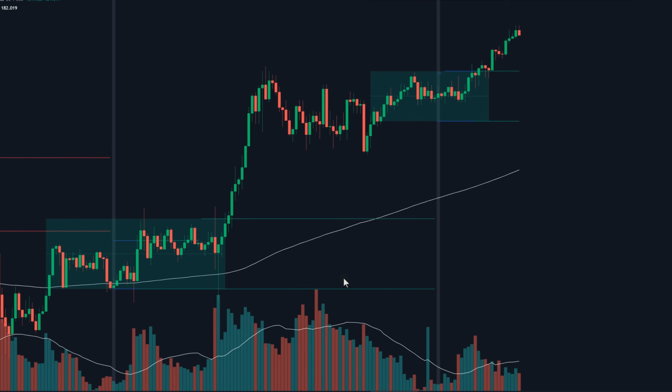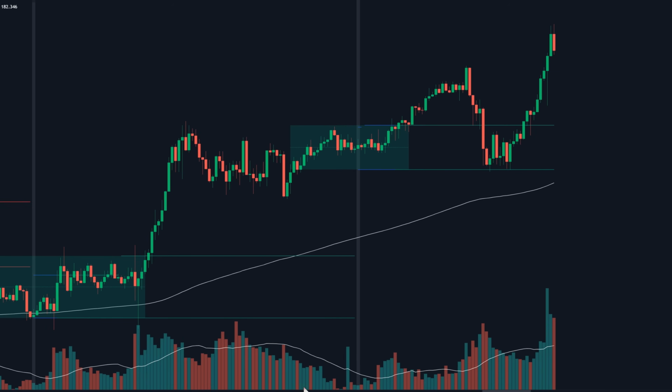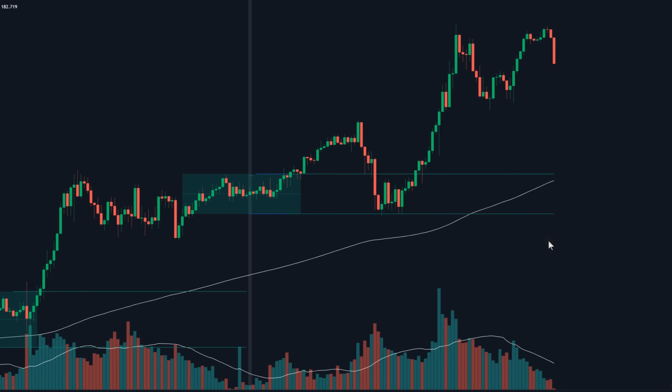So instead of just entering any long or short positions, we're going to use the EMA as our trend filter. We will only enter long positions whenever the entry happens above the EMA. We're going to enter a short position whenever the entry happens below the EMA.